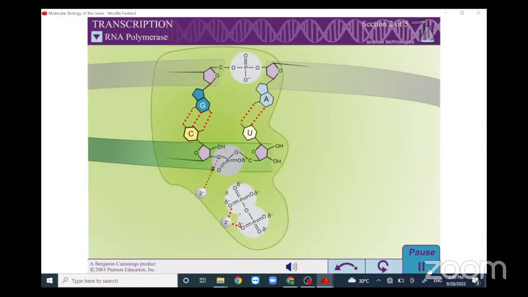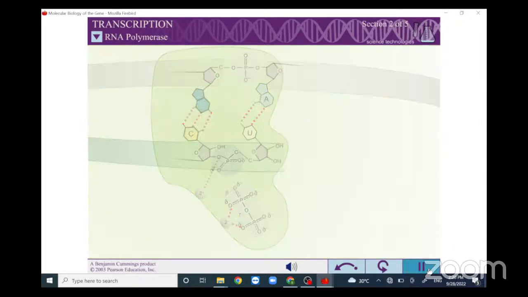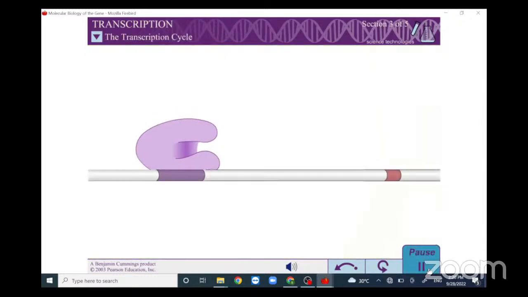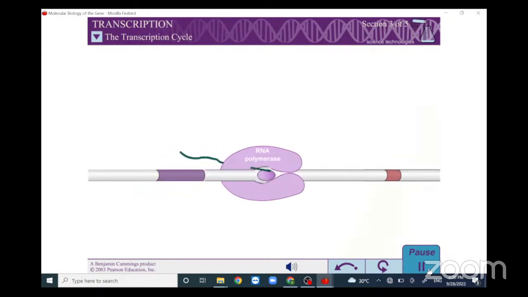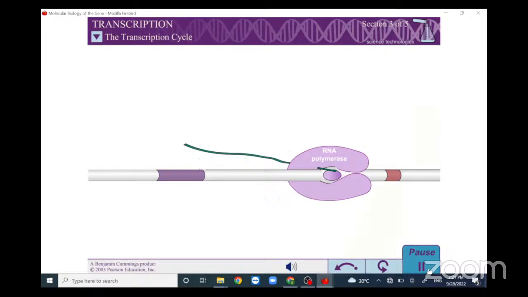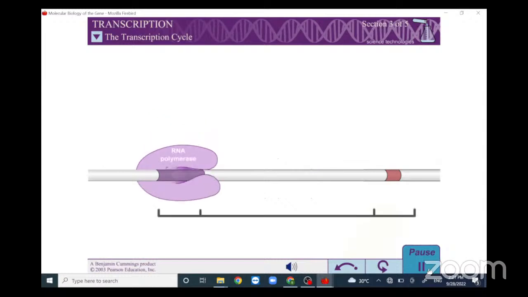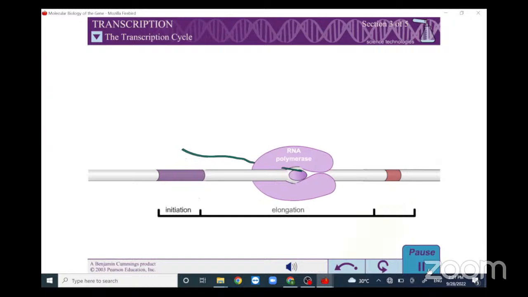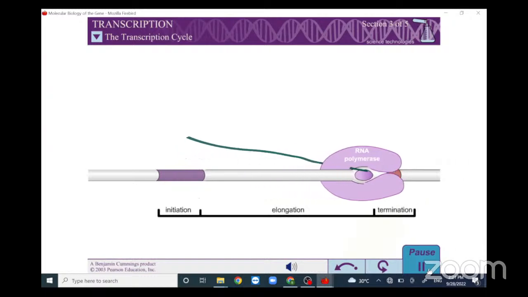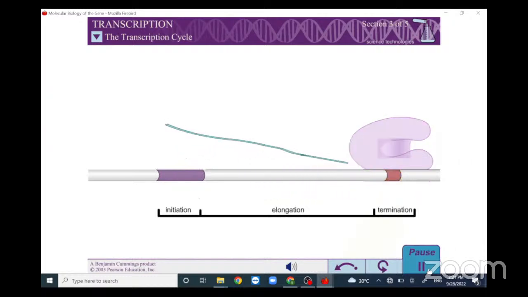So can you see here? There is one particular site at which your RNA polymerase binds with your template DNA. That site is called your promoter site. And it ends at one particular point. The site at which it ends is called your termination site. So first there is an initiation, then an elongation, then finally a termination.